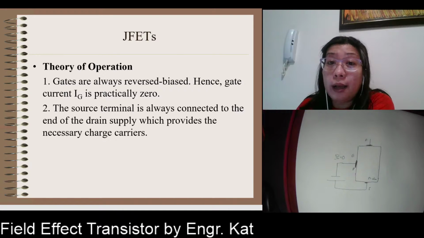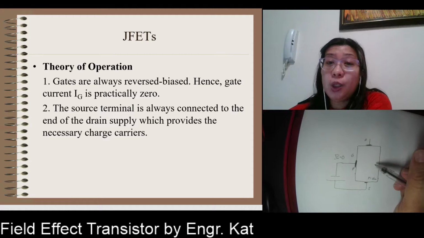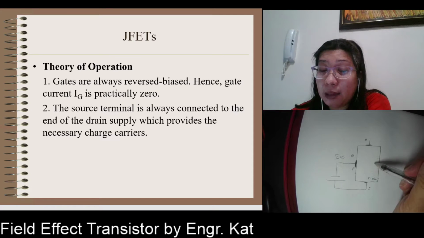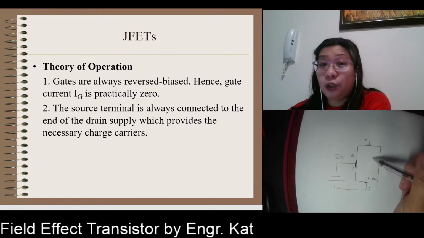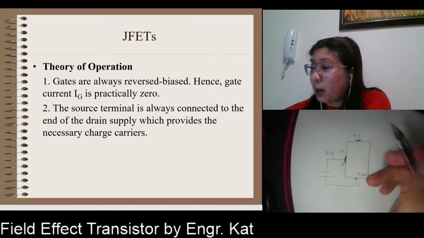So no gate current will be entering your bar or your channel. So technically, the current that will flow here is just dependent on the electrons or the majority carriers of your N channel. Okay, understand? Now, how about here?